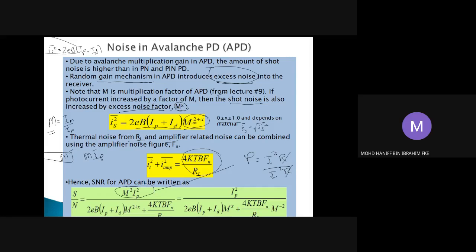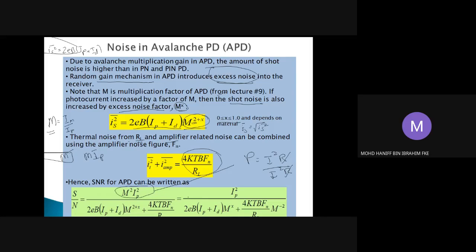This can be further simplified, in which we cancel out the M squared. So we're going to have IP squared over M to the power of x and M to the power of negative 2. Basically, these terms and these terms are the same. Hopefully you can now differentiate the signal to noise ratio terms between the PN and PIN photodiode, and also for the avalanche photodiode. Basically they are the same, the difference is only the existence of this M.